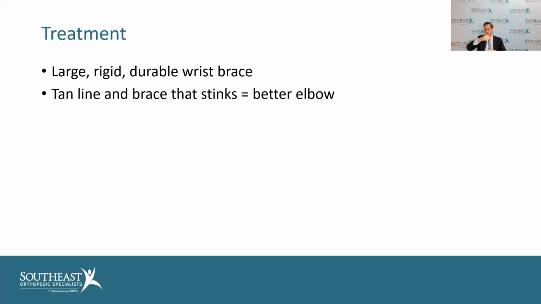It's a wrist brace. And what it does is it keeps you from using the wrist, lets you still use the fingers, lets you still rotate, lets you still use the elbow, but the wrist is being immobilized. And again, these are wrist muscles that are injured. So if we immobilize the wrist, this gets a break and those fibers can heal. And I tell patients, if you come back with a tan line and a brace that stinks, you'll have a better elbow.